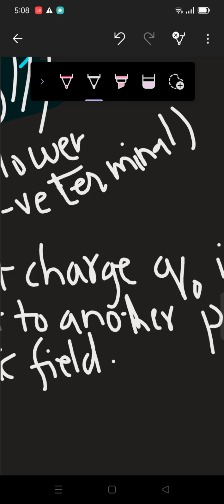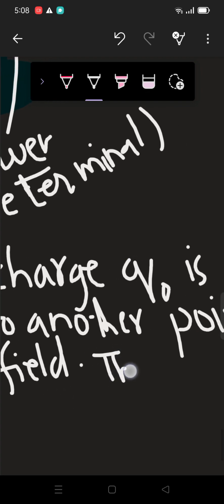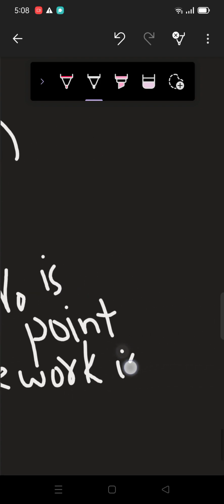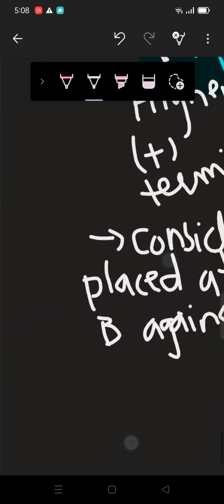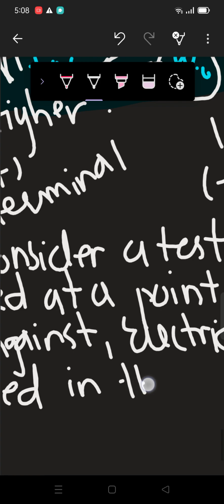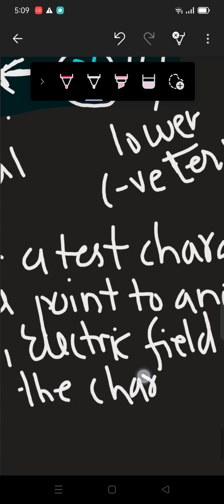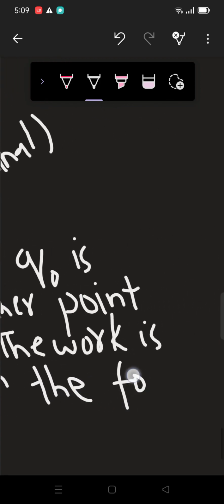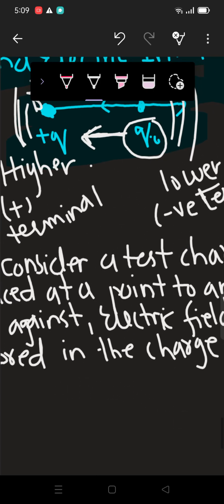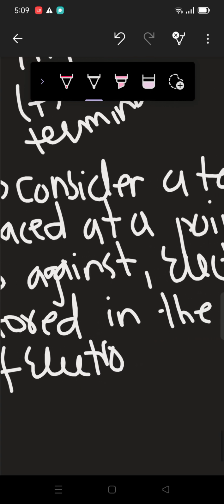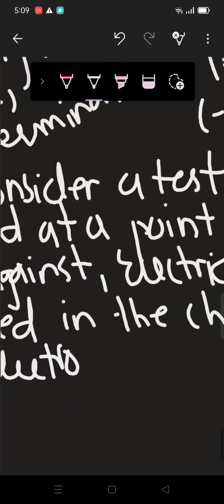So the work is stored in this charge, in the q naught, in the unit positive charge, in the test charge. The work is stored in the charge in the form of electrostatic potential energy. This is a very important topic in terms of MCQs.